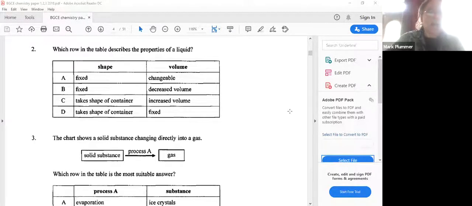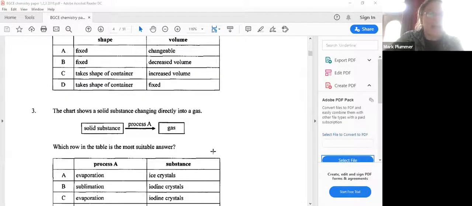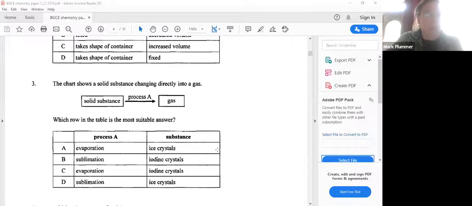Number 3, sublimation question. So that's what's happening here. Solid substance straight to a gas. Process A. What is process A? It is sublimation. So straight away you can get rid of A and C, and then you need to be thinking about which one it is. It goes straight to a gas, and so we're looking for carbon dioxide here, and so the answer to number 3 is also D. Iodine doesn't crystallize when it sublimates either. So the answer to number 3 is D.